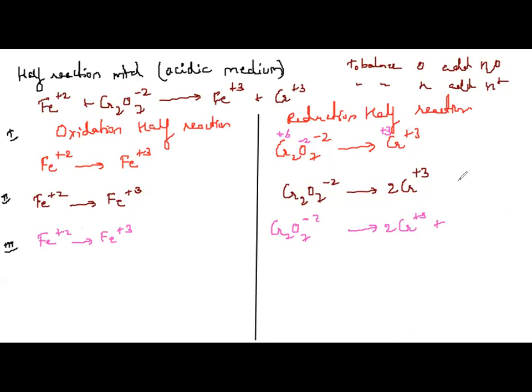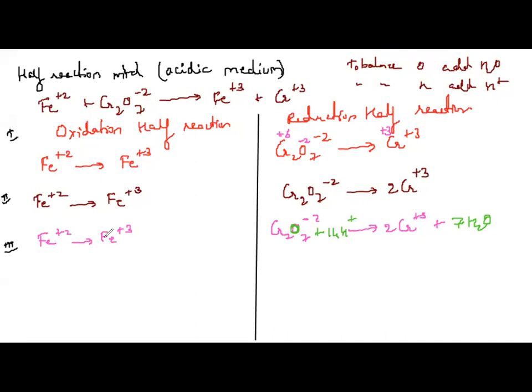Okay, so how many will I add? I will add 7 H2O to balance oxygen. And now that I have written H2O, hydrogen has to be balanced on the left. Therefore, to balance hydrogen, I will add H plus. How many? 7 twos are 14. Therefore, I'll add 14 H plus here.